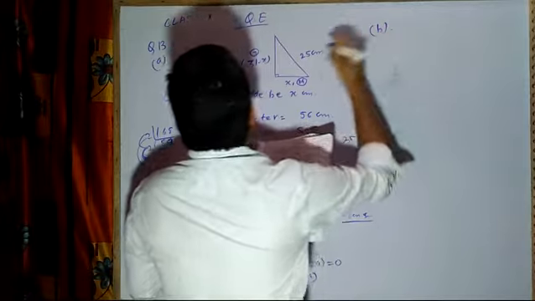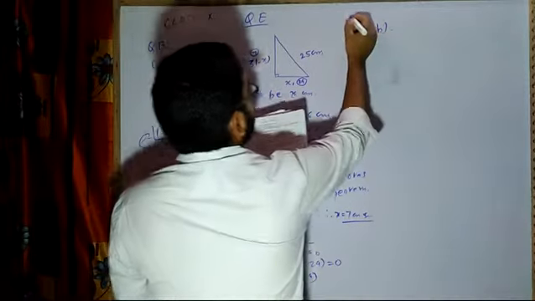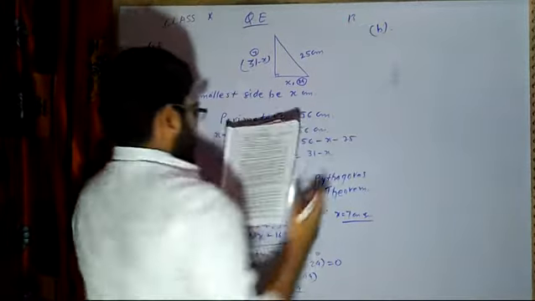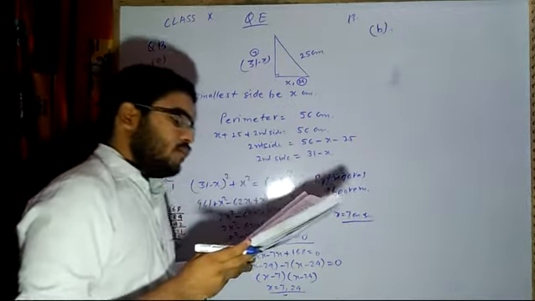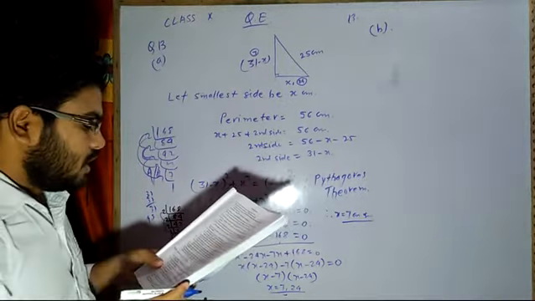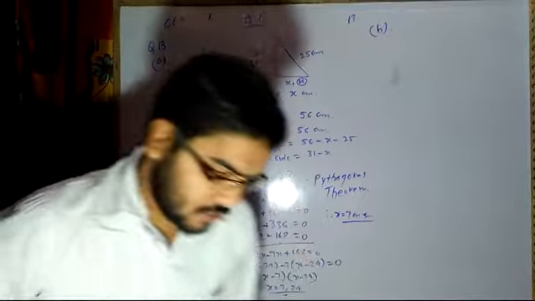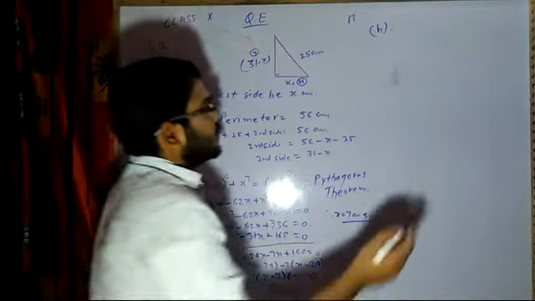Now B part of this exercise only, exercise 30, question 13B. The longest side of a right angle triangle is 4 cm longer than one side and 2 cm longer than the other side. Find the longest side. So we are having again one right angle triangle.